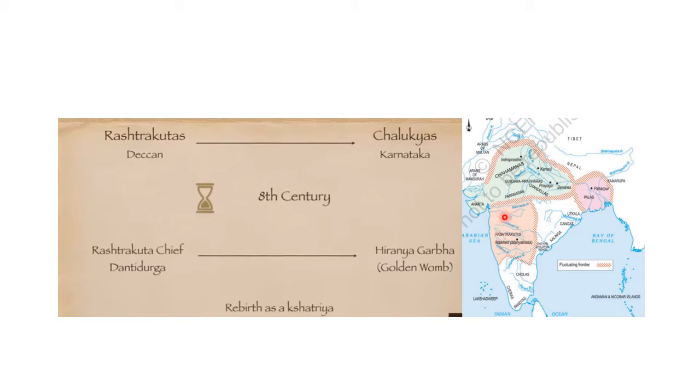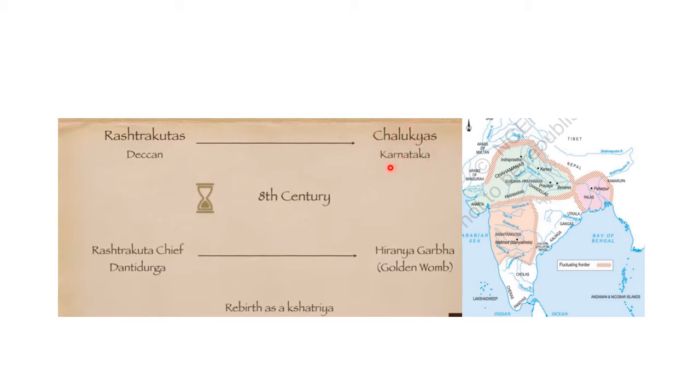Now in the 8th century, there was a Rashtrakuta chief called Danti Durga. Because he acquired a lot of money and power, he overthrew the king of the Chalukyas and declared this area as under his control, and he became the king, and this came to be called the Rashtrakutas.